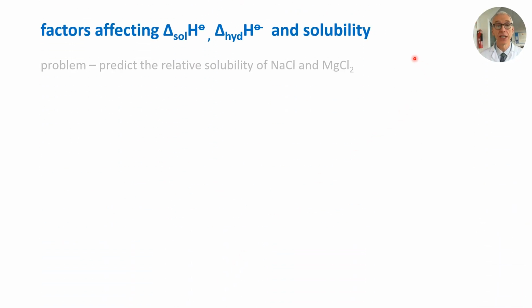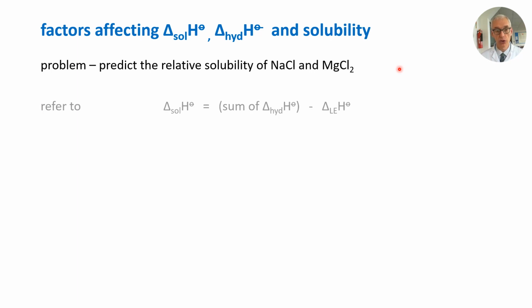So here is a typical problem from OCR Chemistry A exam papers. Predict the relative solubility of sodium chloride and magnesium chloride. Pause and make your comparison with your reasoning. Of course, you should be referring to the fact that the enthalpy of solution is equal to the sum of the enthalpies of hydration minus the enthalpy change for forming the lattice. Pause, come back when you've got an answer.